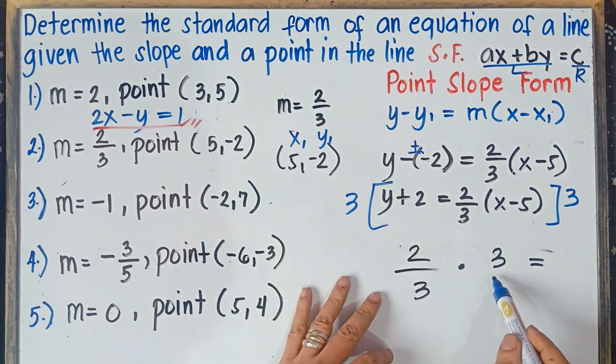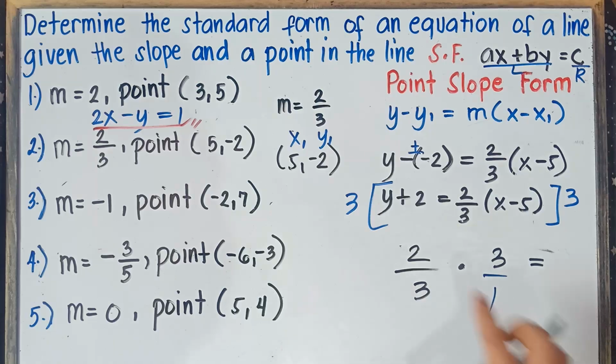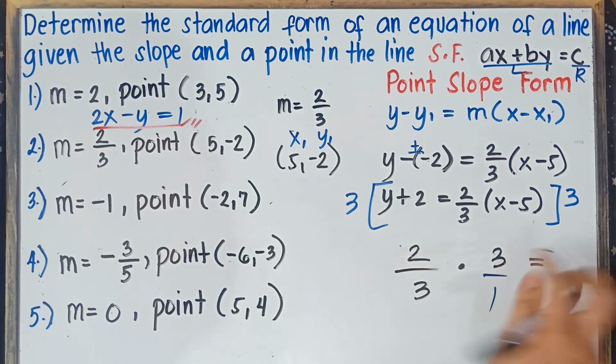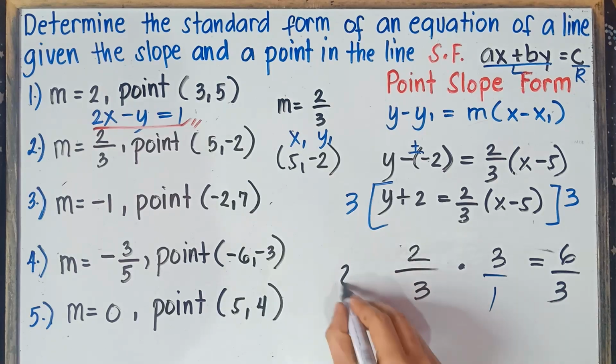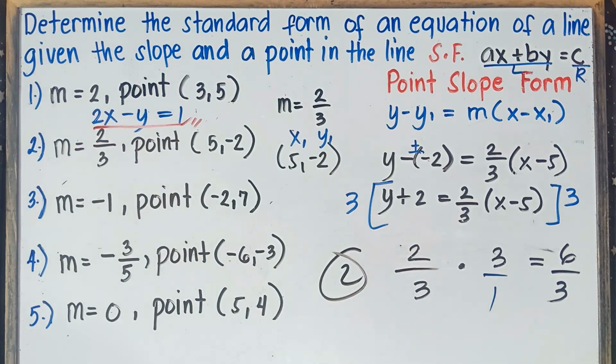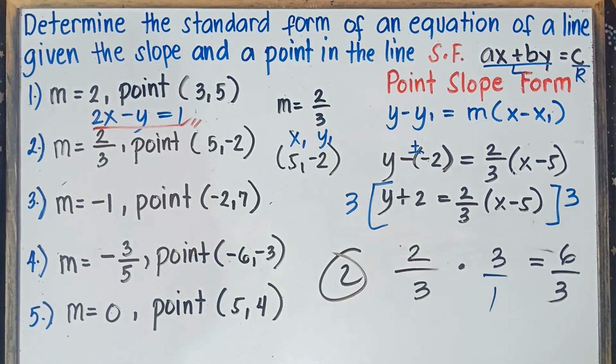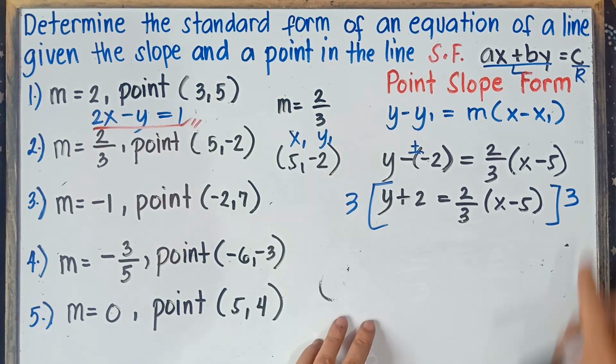Any whole number, understand that it has a denominator of 1. Multiply the numerators: 2 times 3 is 6. Multiply the denominators: 3 times 1 is 3. Divide 6 divided by 3. The answer, class, is 2. You will have the same answer, class. That's why we simply cancel this out.